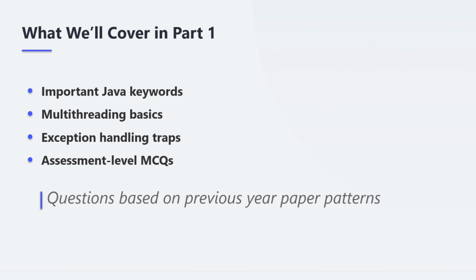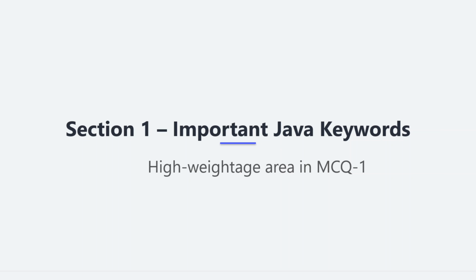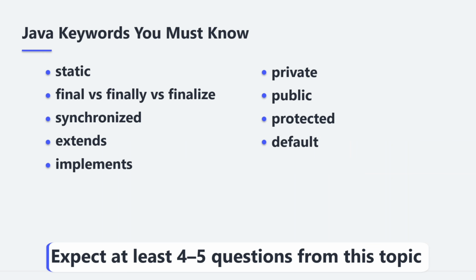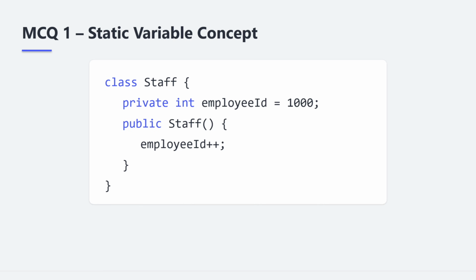Before solving the MCQs, let's quickly revise some Java keywords that are very important for the assessment. The keywords you must know are static, final, finally, finalize, synchronized keyword, extends keyword, implements, private, public, protected, default. You can easily expect at least 4 to 5 questions from these keywords in MCQ-1. So don't ignore them.